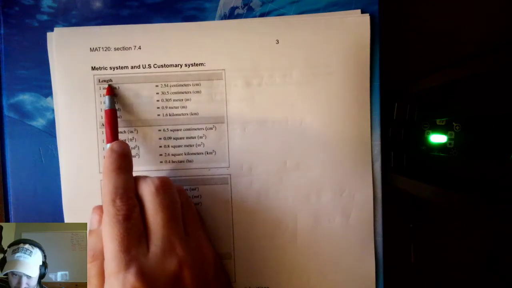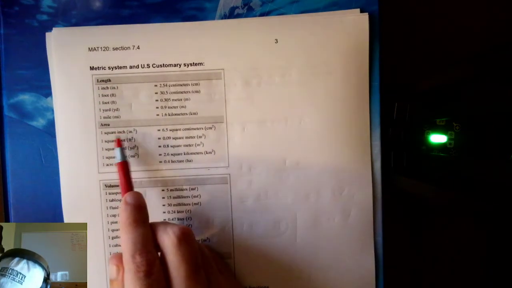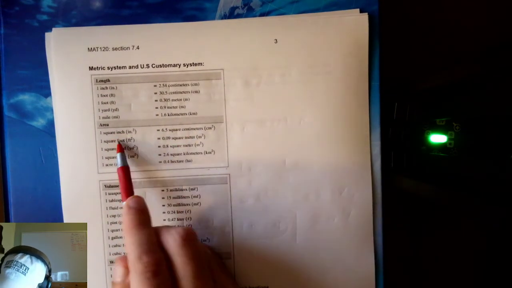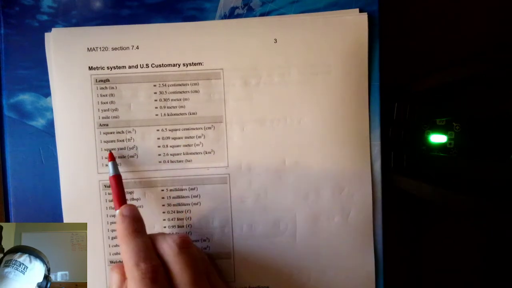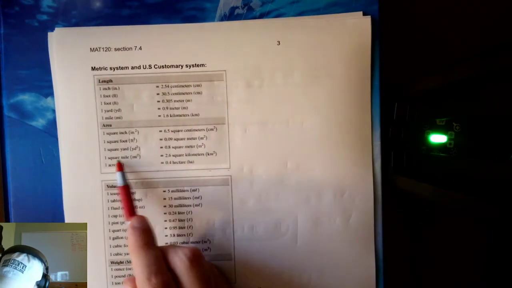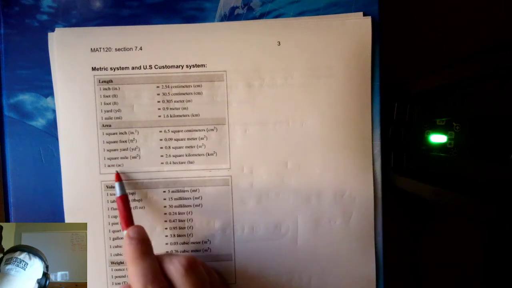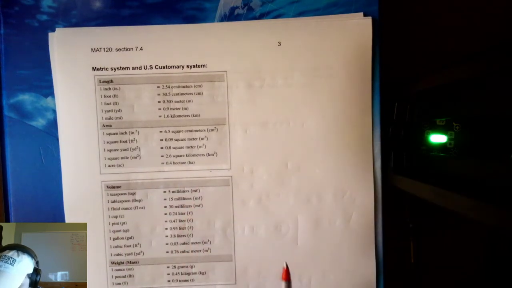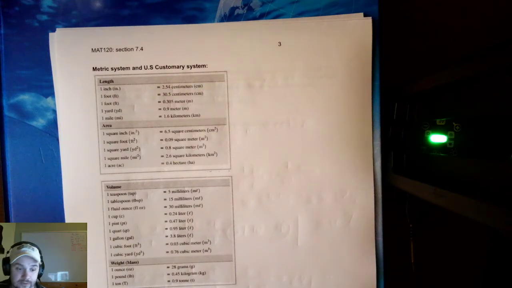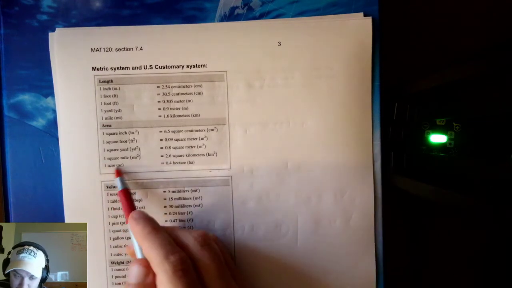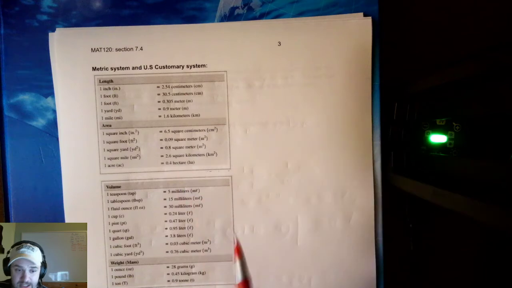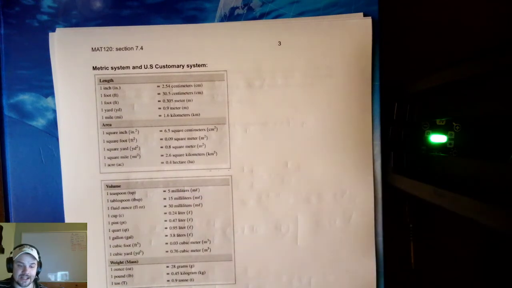Those are for length. Area: square inches to square centimeters, square feet to square meters, square yards to square meters, square miles to square kilometers, and acres to hectares. Acres and hectares are just specific measurements we use for land. This is the English measurement, this is the metric measurement. They're used for measuring land size. We say hectares in metric, and we say acres in English.